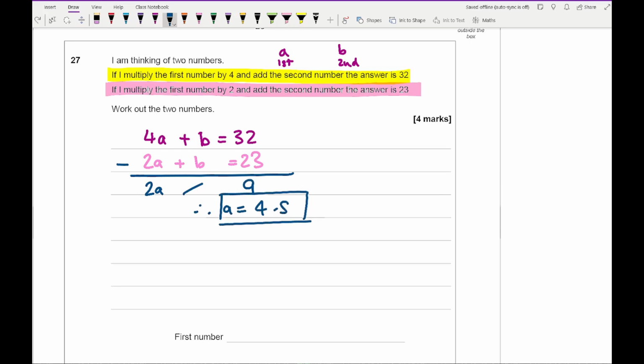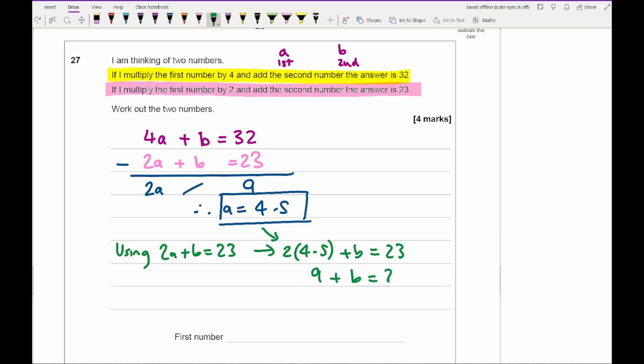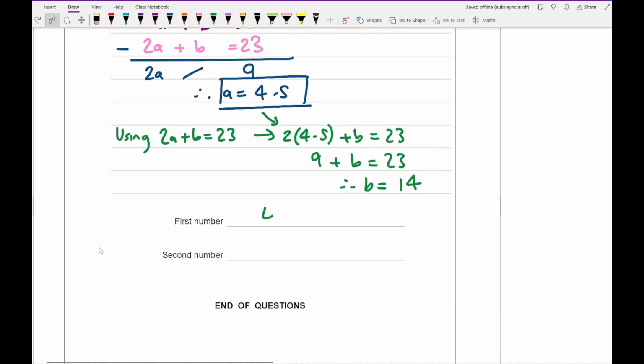So now I know the value of A, I can pick either of those two statements. Using 2A plus B equals 23, if I substitute A as 4.5, I've got two lots of 4.5 plus B equals 23. So 9 plus B equals 23. So therefore B must equal 14. So then I've got my two values. A is 4.5 and B is 14. And there we go.